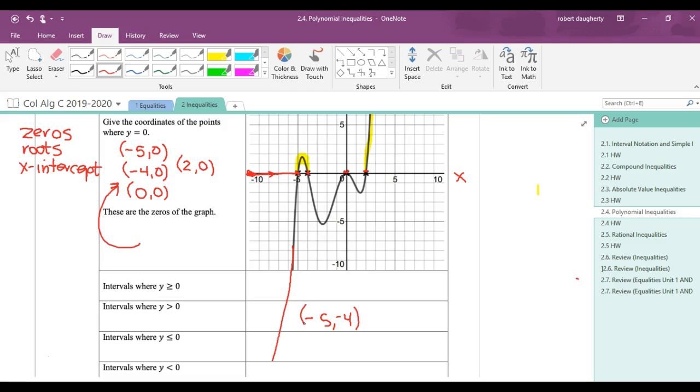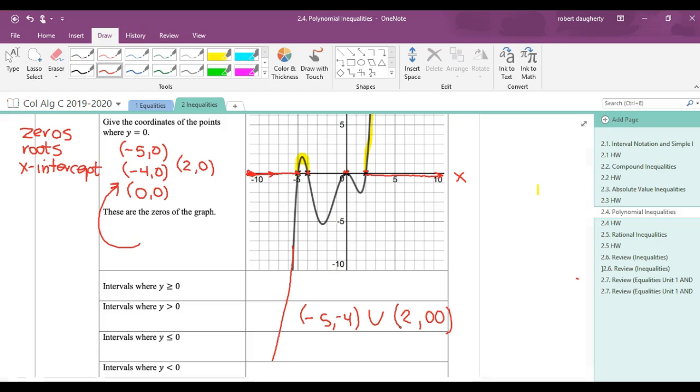After I leave -4 and I keep going, where's the graph? Less than 0. I get to 0 and that's equal to 0. Here it's less than 0. And now what does it start to do when I get here? It's greater than 0. And if I keep on traveling forever, what will the graph do? It stays greater than 0. So it's greater than 0 between -5 and 4 and between, what is that number, 2 and infinity. That's where the graph is greater than 0.